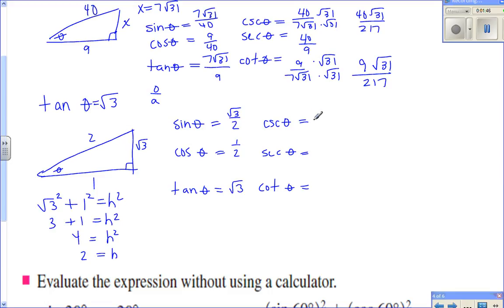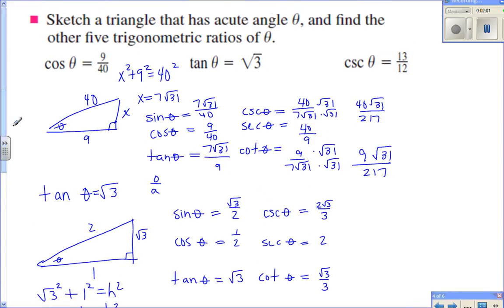Then when we go ahead and do our cosecant, we'd have the 2 over the square root of 3, which we know is 2 times the square root of 3 over 3. And then 1 over the square root of 3, which is just the square root of 3 over 3. Now you go ahead and we have cosecant of theta. You go ahead and make your triangle for that and then put your 6 trig ratios.